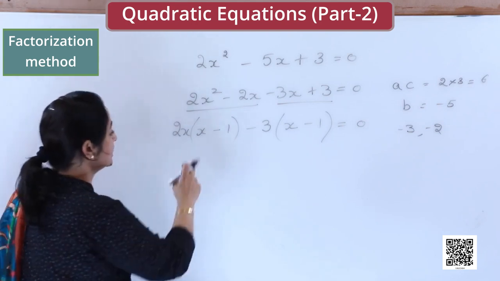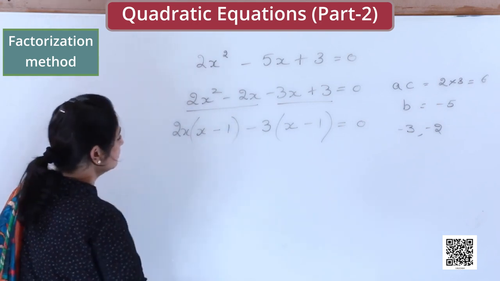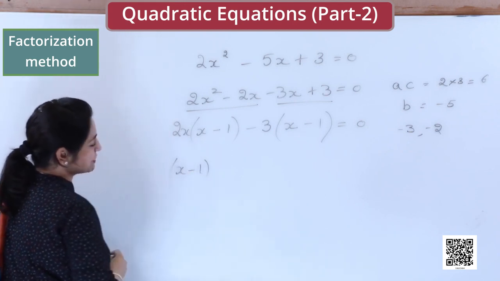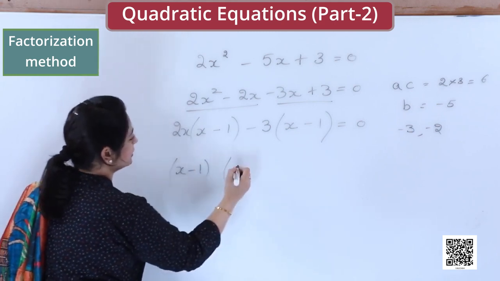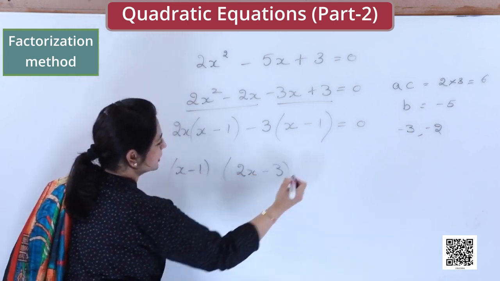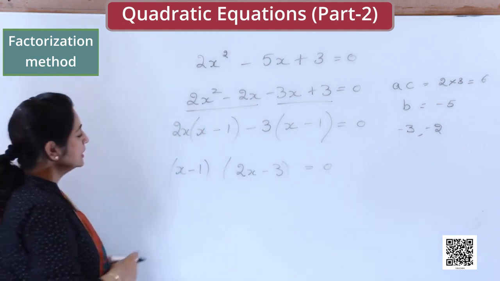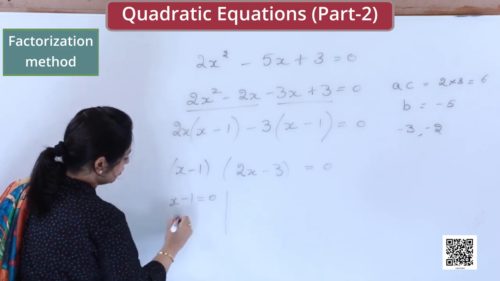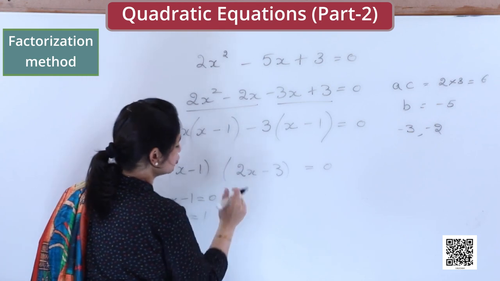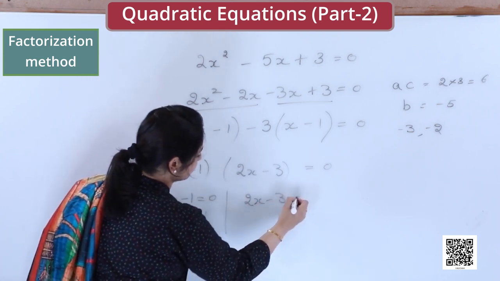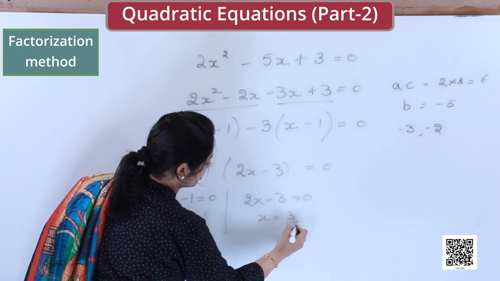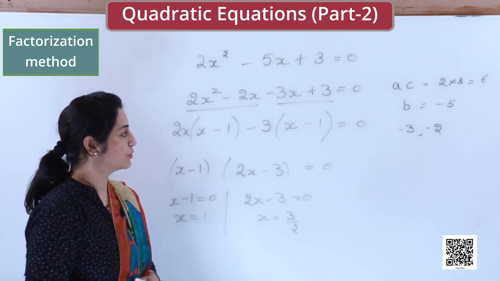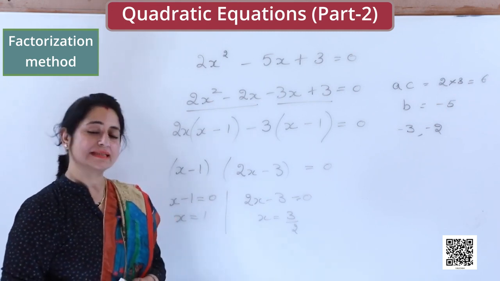Now we must check here, the factors in the bracket should be same. Here we have them identical, so these again can be taken as common. So here we will have x minus 1, and in the next bracket we will write 2x minus 3 equals to 0. Now taking this bracket to be equal to 0, we will see that value of x will be 1 here, and assuming this to be 0, the value of x here will be x is equal to 3 upon 2. So thus we get two roots, x equals to 1 and x equals to 3 upon 2. That's the way of solving it. Let's see one more example.